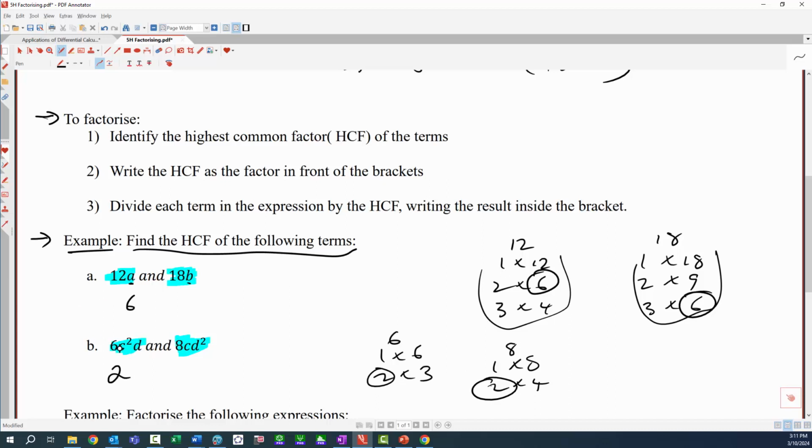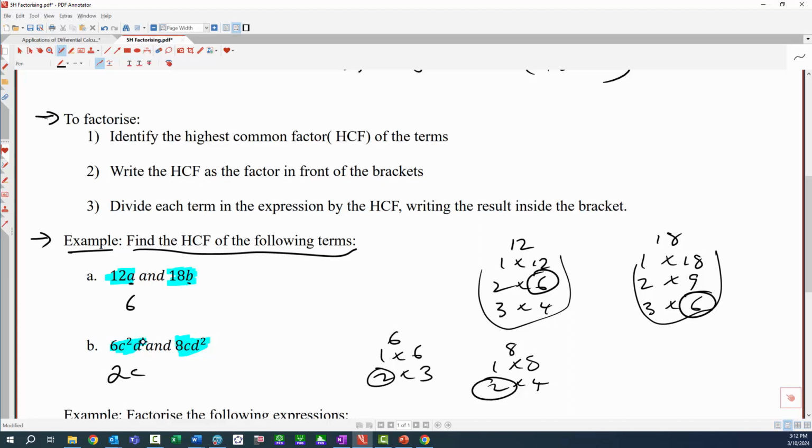as a common factor. Now we look across the terms here and I can see a c squared and a c there. The highest common factor of these two is c. Both of them have a c in common. This has got c times c and this has got c. So we're only going to take c out as a factor because both of them have a c in common. This has got two of them, this has got one of them.